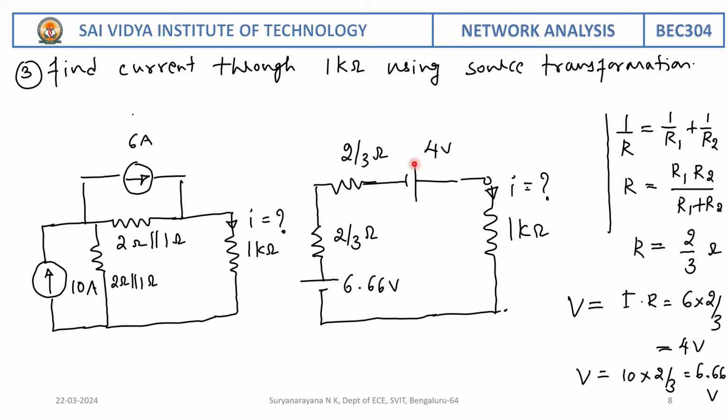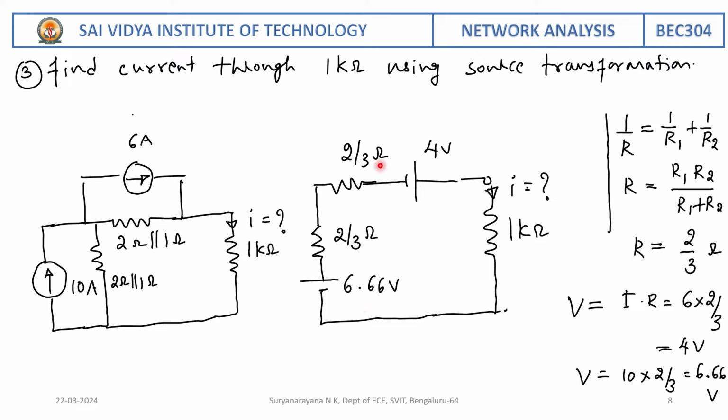So what is the voltage I have to write here? It is nothing but I into R. V is equal to I into R. So I here is 6 ampere. So 6 into effective resistance 2 by 3. 3 2s are 6. Therefore, we are going to get a voltage of 4 volts. At the same time, the second voltage source we are going to get here is 10 ampere multiplied by 2 by 3, which yields 6.66 volts.